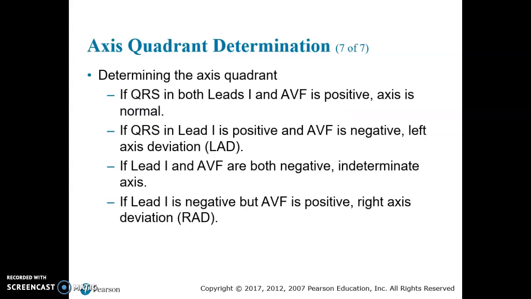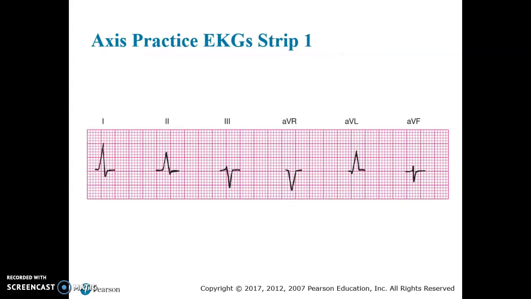And again, determining the axis quadrant: if both lead 1 and AVF are positive, the axis is normal. You can read through this slide, but I'm going to skip down because I want to show you how to work these out.